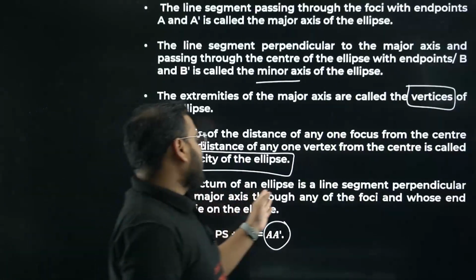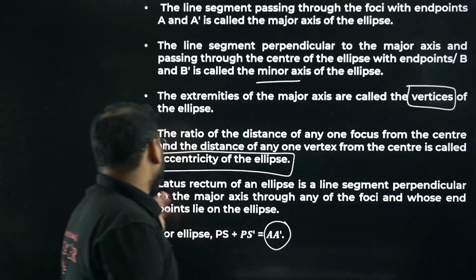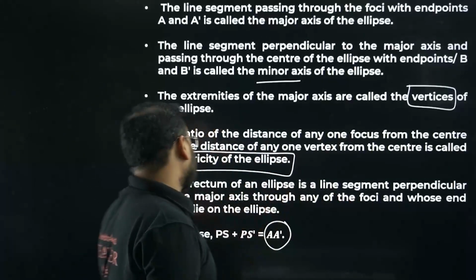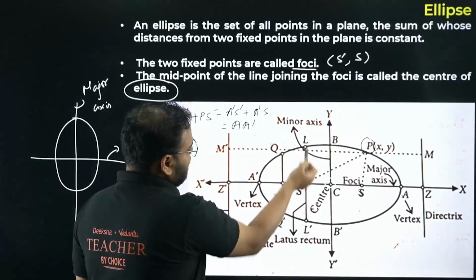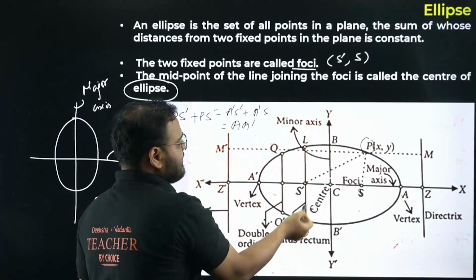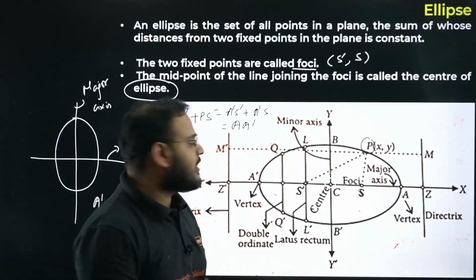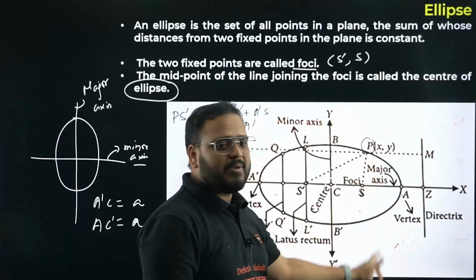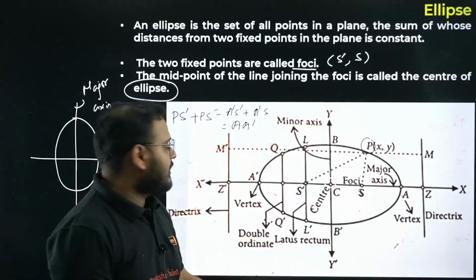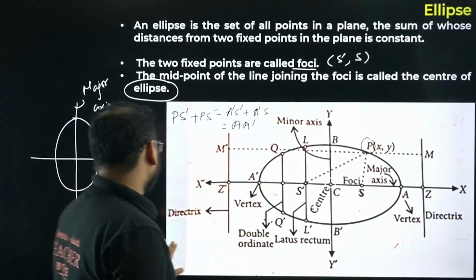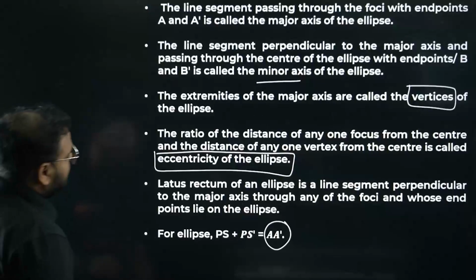So latus rectum of any ellipse is a line segment perpendicular to the major axis through any of the foci. Same thing like this. If you draw this, this L dash will be your latus rectum. This line L dash from any of the foci. Why any of the foci? Because even if you draw over here, it will be the same length. Whether you draw on the focus S or S dash, you'll have the same length. It's called L dash, the latus rectum. Okay.